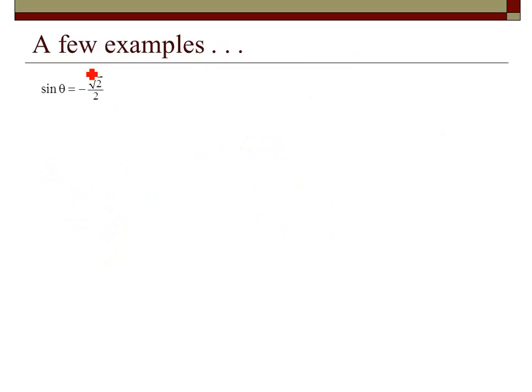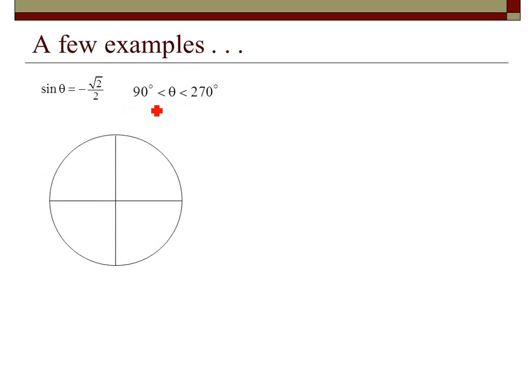Sine of theta equals -√2/2. I already know it's one of my 45-degree angle ones. We're specifying we're working from 90 to 270. So here's 90, and here is 270. I'm on this half of the circle, so I know my answer is going to be somewhere over on this side. Sine is negative, that means the y value is negative, so I have to be down here in the third quadrant. So this is the angle I want. I'm only going to get one answer in this case.